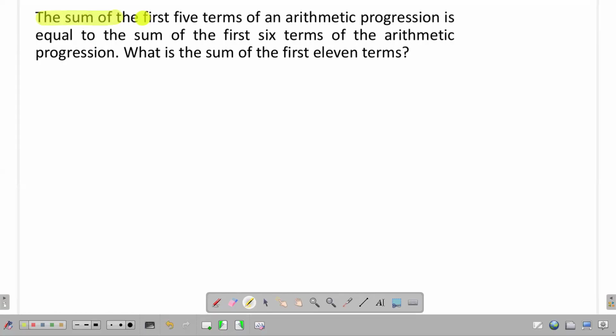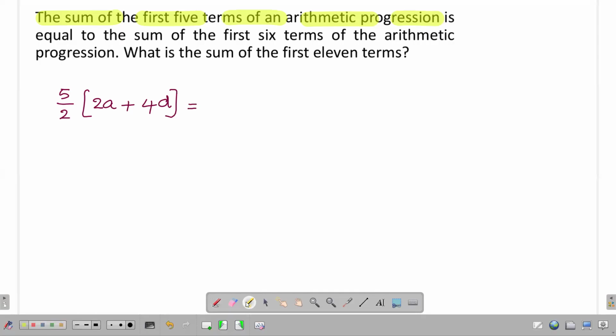The sum of the first 5 terms of an arithmetic progression. Assuming the first term to be a and the common difference to be d, I can write n by 2 into 2a plus (n minus 1) into d, which for the first 5 terms is 5 by 2 into 2a plus 4d.